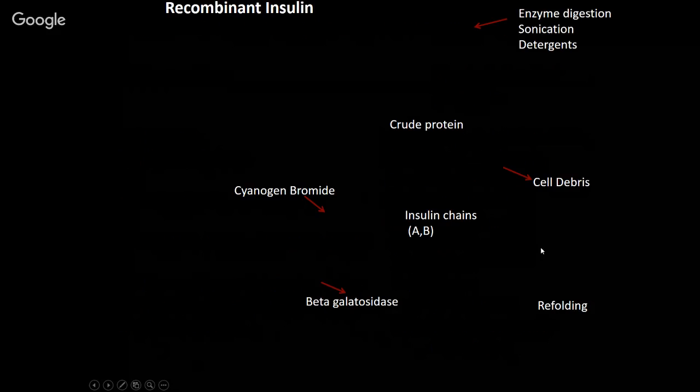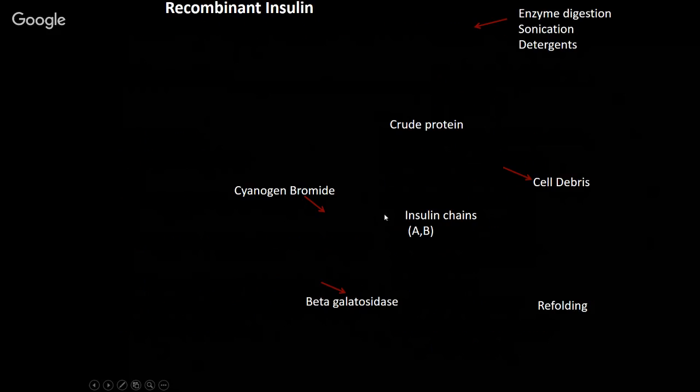Now look at this. This is the manufacture of recombinant insulin. As you can see here, there are a lot of steps. We are digesting the cells because your product is inside. It's an intracellular product. Then we sonicate it, we use detergents, and then we remove the cell debris.